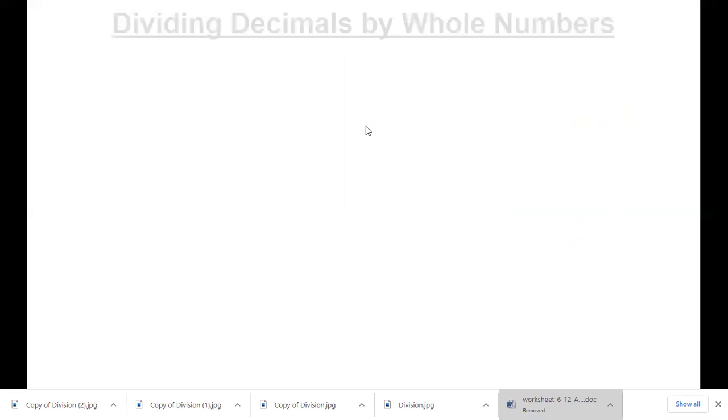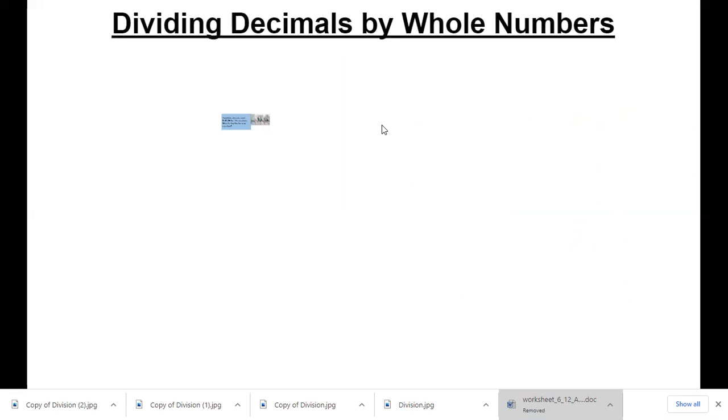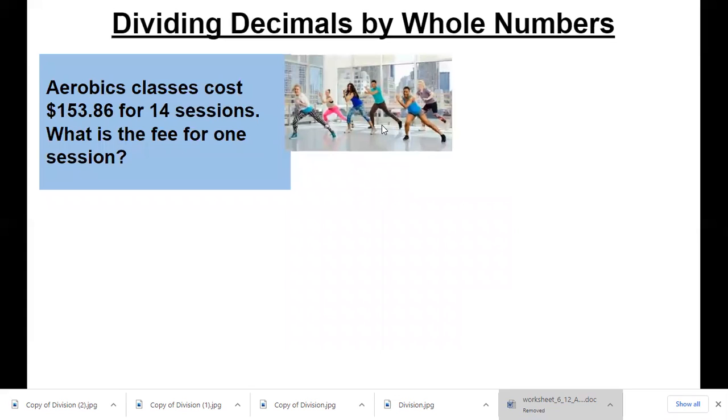Okay. Let's do another one, dividing decimals by whole numbers. Aerobics classes cost $153.86 for 14 sessions. What is the fee for one session? Usually when you see the keyword fee for one, you're going to be dividing something. So we're going to divide $153.86 by 14 sessions.